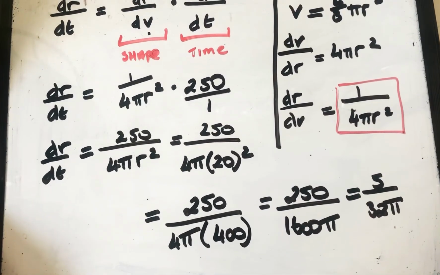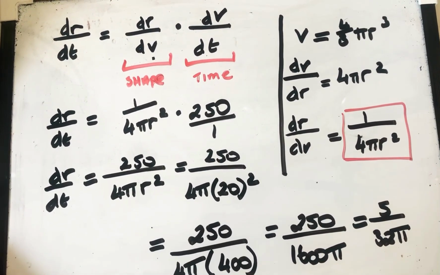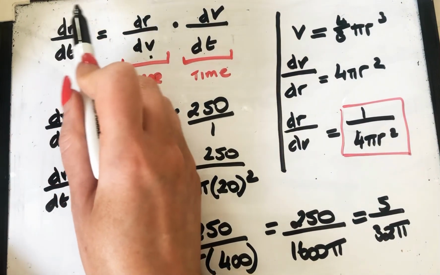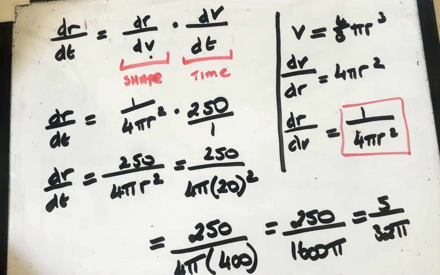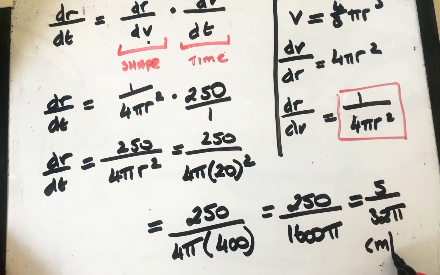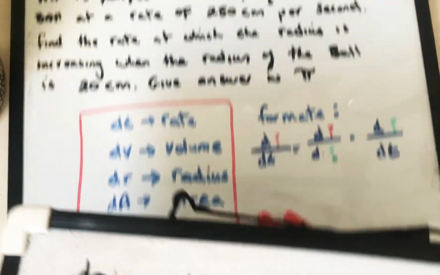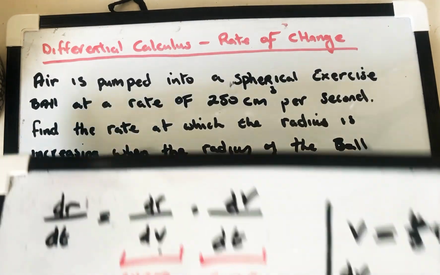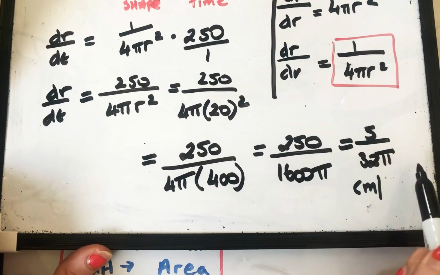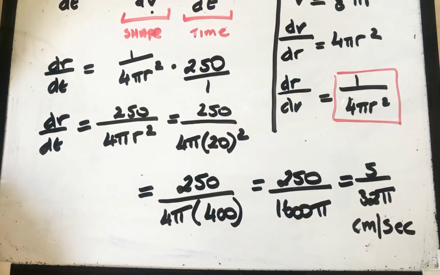So this is the answer. However, we need a unit. In our question, we wanted to find out the rate of the radius. What units are radiuses measured in? Centimetres. And what time are we talking about in this question? We're talking about seconds, as we can see here. So our time will stay as seconds. So we finish off the question as 5 over 32 pi centimetres per second. And there we go, we're finished the question.